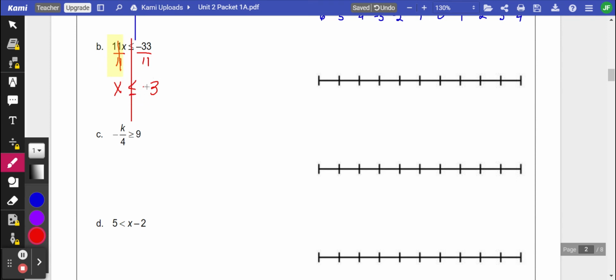Okay, and notice it doesn't matter that there was a negative on the right side. I just care about what I divided by. So label -3, -2, -1, 0, 1, 2. Keep going, -4, -5, -6, -7, and -8. For this one, because I have an equal to sign, I'm going to do a closed dot. And then my arrow, or my inequality sign, is pointing towards the left, so I need to shade towards the left.